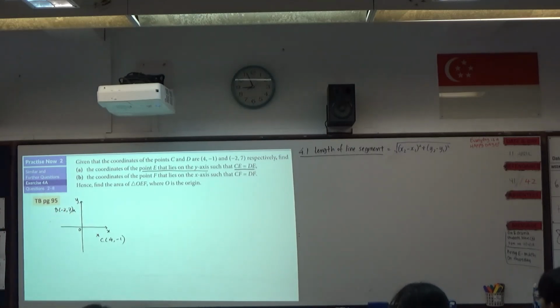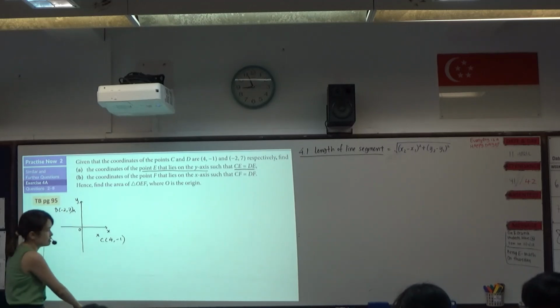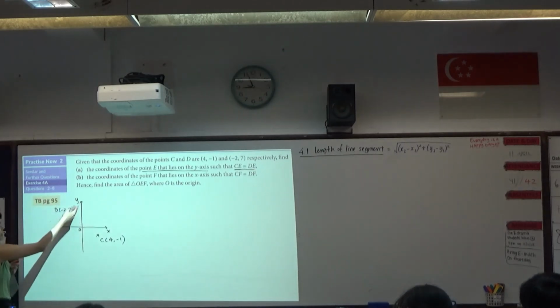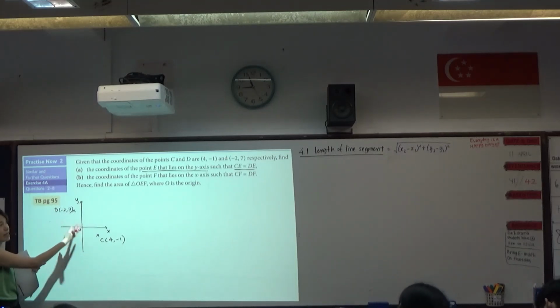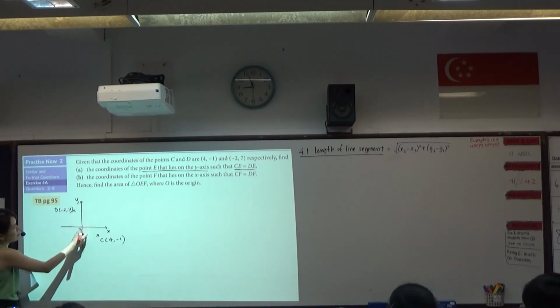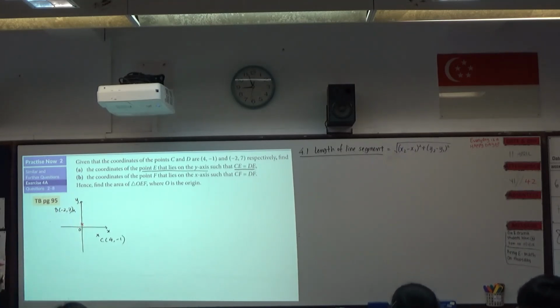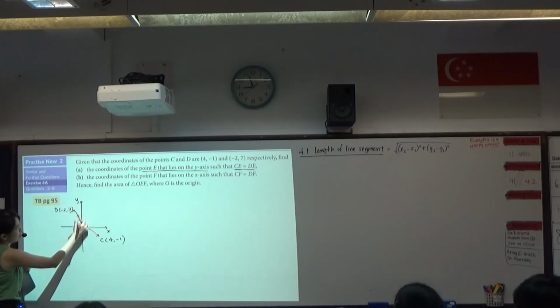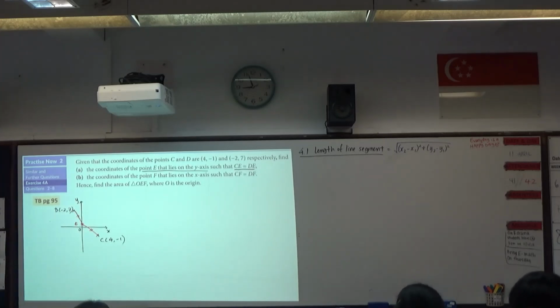Then they say that E lies on the y-axis. So it is somewhere on the y-axis, you do not know where. It could be above the x-axis, below the x-axis, or even at the origin itself. Usually we try not to take the origin in our diagram because that is very specific and can skew your calculations. So maybe just take somewhere. It will be E, and then the question says that C to E is of the same length as D to E. So this is how we can interpret the question.